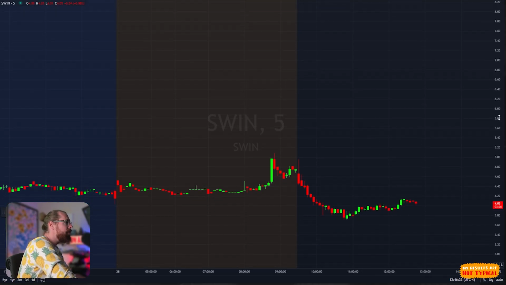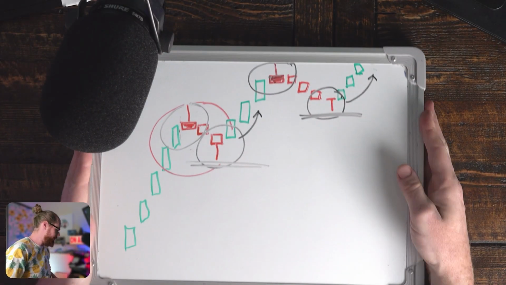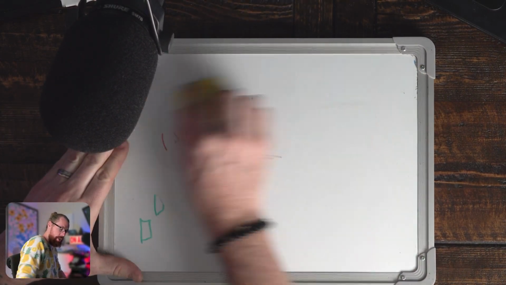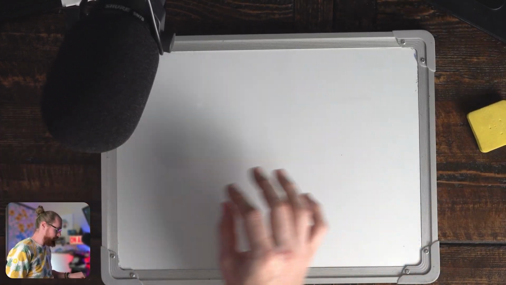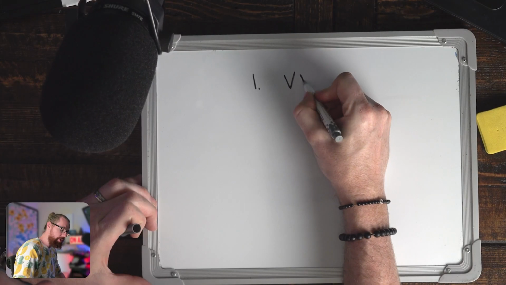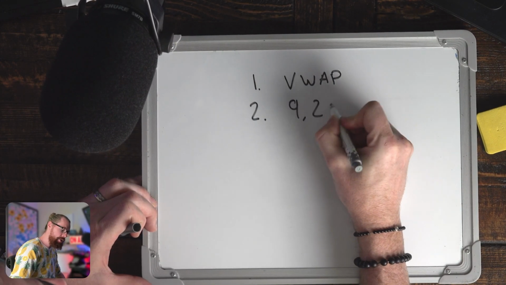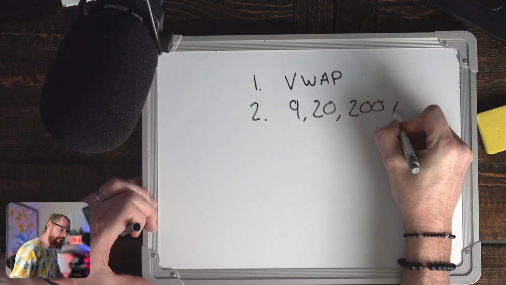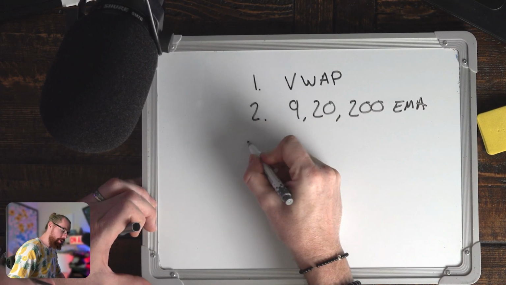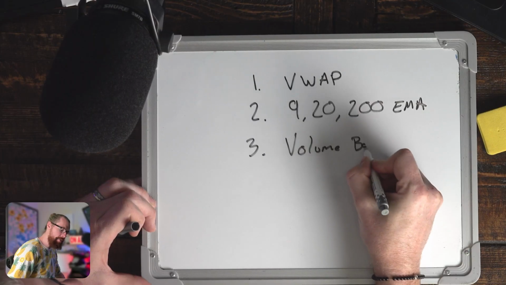Now, okay, I think it does make sense to add a few indicators, and the indicators that I would add include the following. I'm going to encourage you to use the same. This is what's worked really well for me in my career. So the first indicator is the volume weighted average price. The second is the 9, the 20, and the 200 EMA. The third are volume bars. These are my must-have indicators.